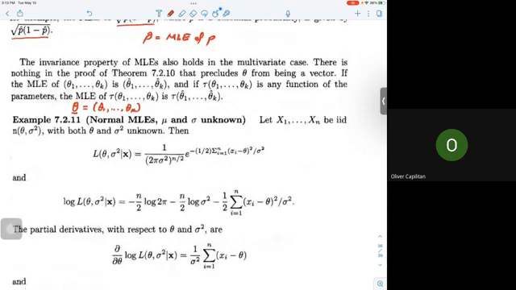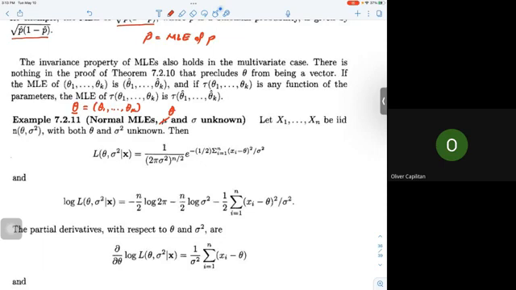Say, for this problem, let x sub 1 up to x sub n be IID normally distributed with mean theta and variance sigma square, where both theta and sigma square are unknown. So the mean is theta and the variance is sigma square. This is not mu, but theta.